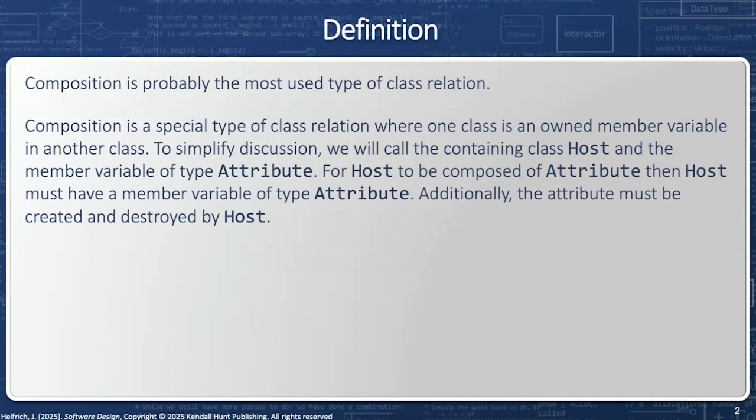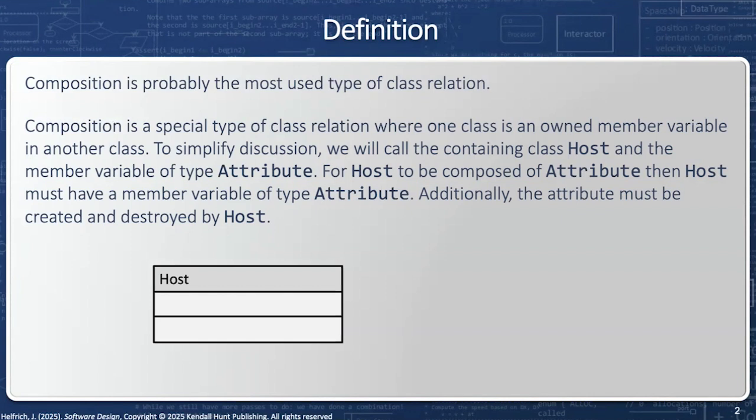For host to be comprised or composed of attribute, then host must have a member variable of type attribute. Additionally, the attribute must be created and destroyed by the host. So for an example, I'm going to have a class called host, and notice I'm going to have a member variable or an attribute called A.